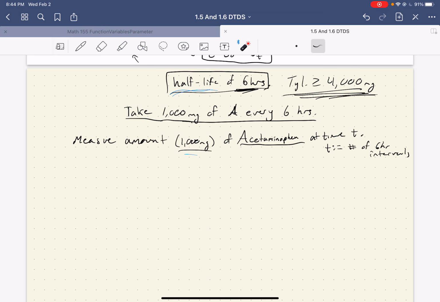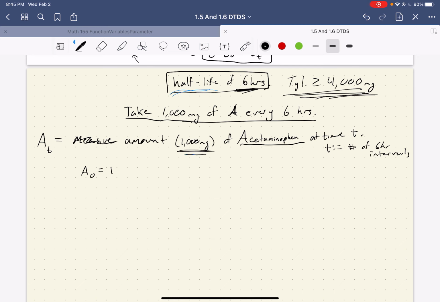So, let's say we've got a patient, and they're in some pain, so they're taking 1,000 milligrams of acetaminophen every 6 hours. Anyway, this patient, are they at risk of overdosing? If they take 1,000 milligrams of acetaminophen every 6 hours for the rest of their life, are they at risk of overdosing? So let's go ahead and get a discrete time dynamical system for the amount of acetaminophen in their body. So the variable a_t is the amount, measured in thousands of milligrams, of acetaminophen at time t, where t is the number of 6-hour intervals.